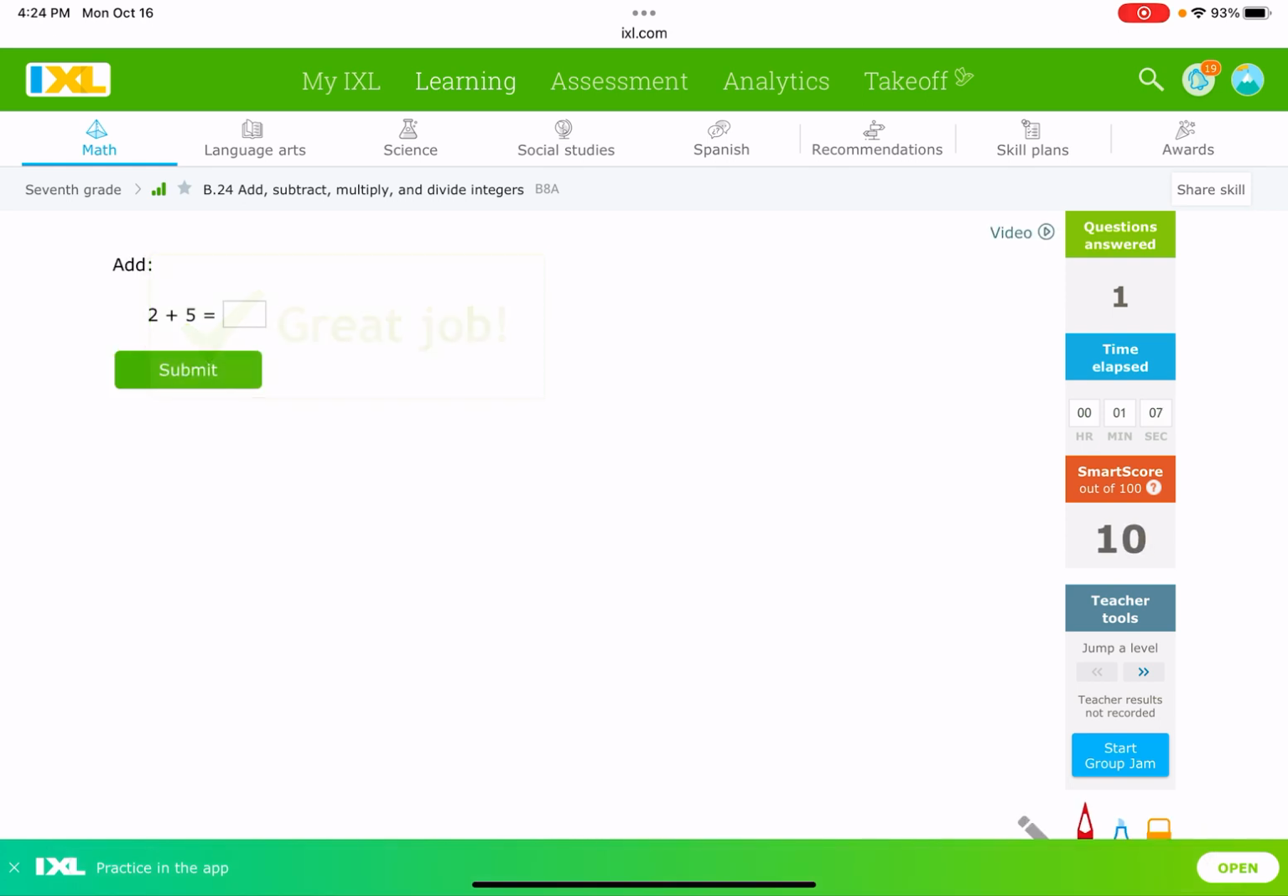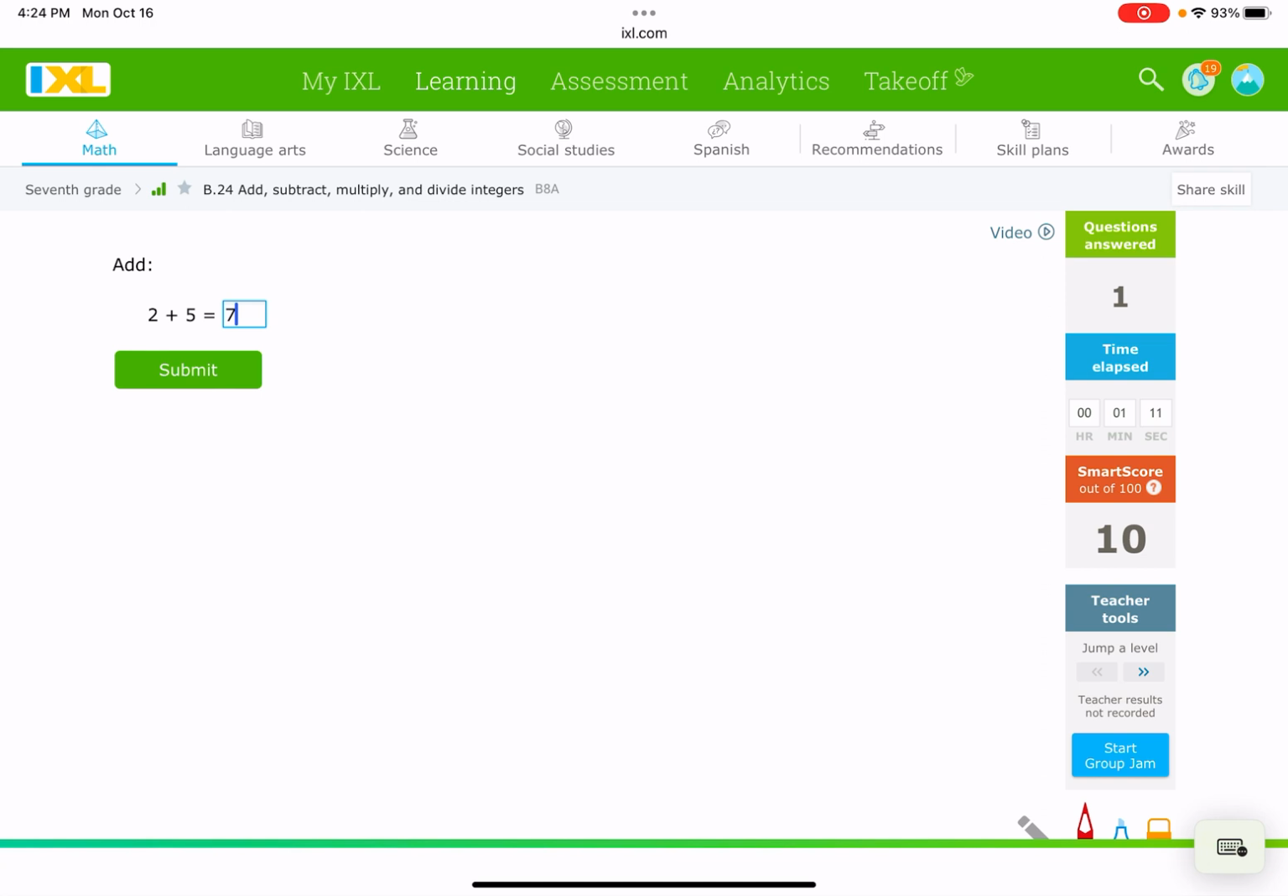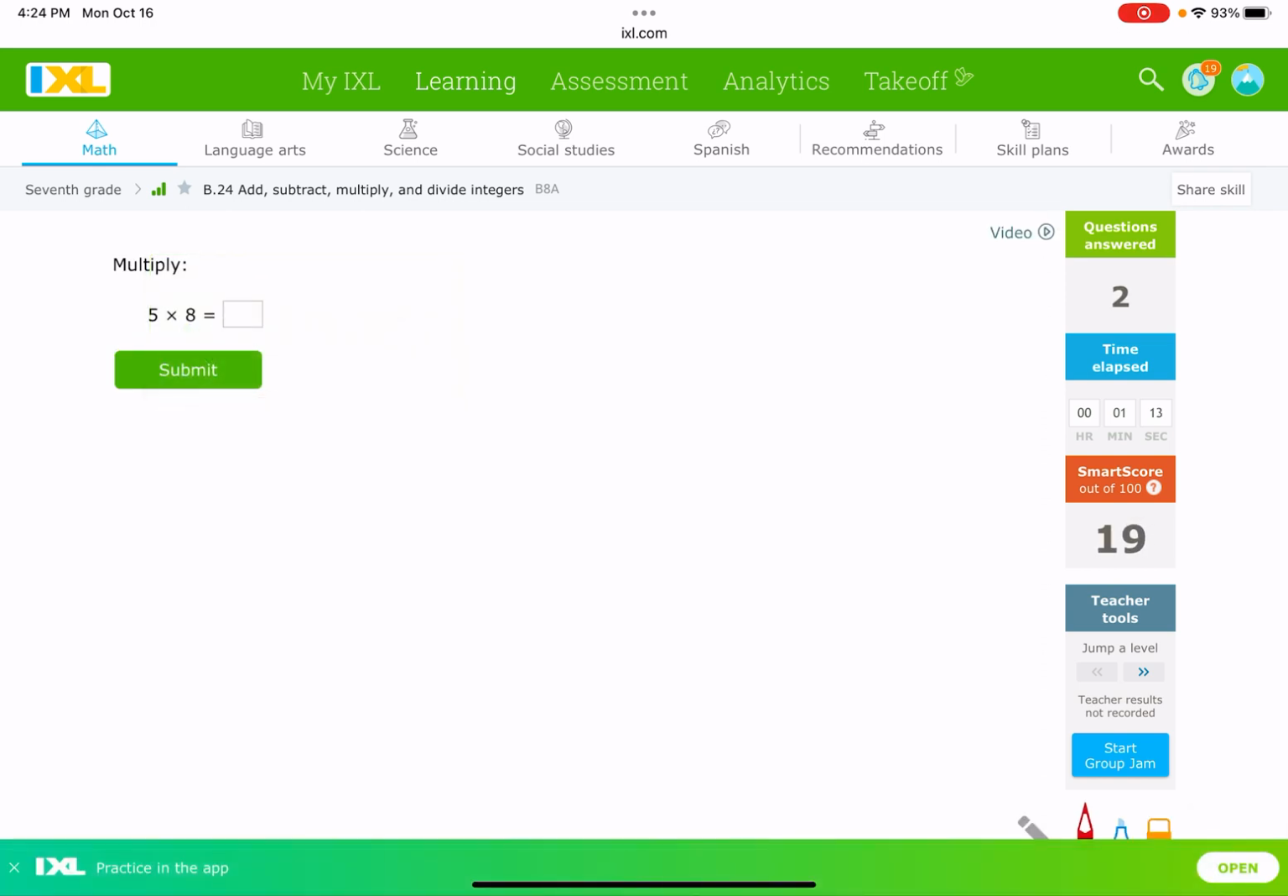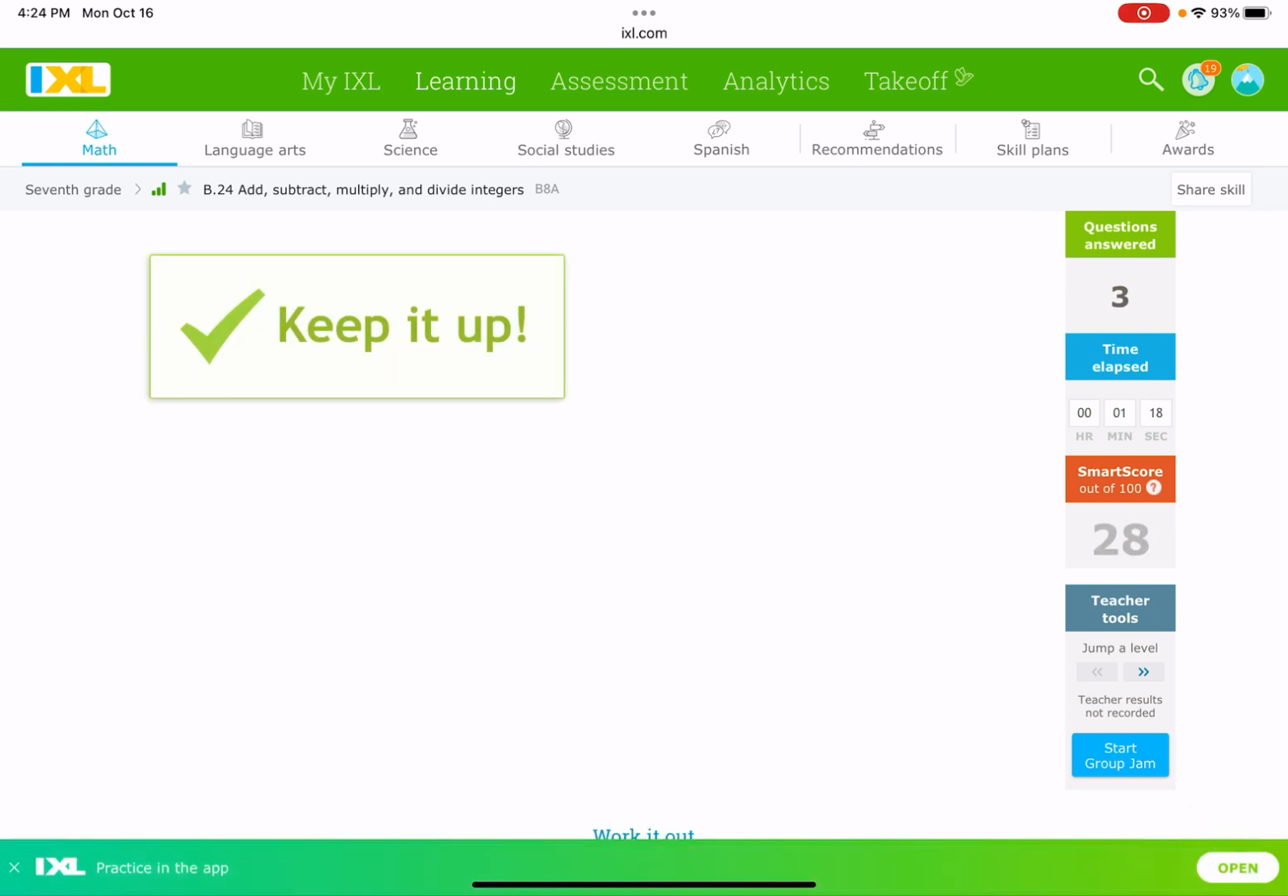And hopefully this will make more sense as we go through. Now this second question is kind of easy. 2 plus 5 is positive 7. Don't let those throw you off. 5 times 8, that's another easy one. 5 times 8 is 40. They will give you positives and negatives.